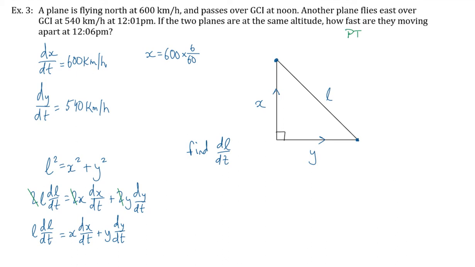And that gives me 60 kilometers. We'll do the same thing for y, but y has only been going, because they are at the same altitude, they couldn't fly over GCI at the same time. So the second plane has only been going for 5 minutes, because it crosses over our school at 12:01. So 540 times 5/60. And turns out that gives us 45.